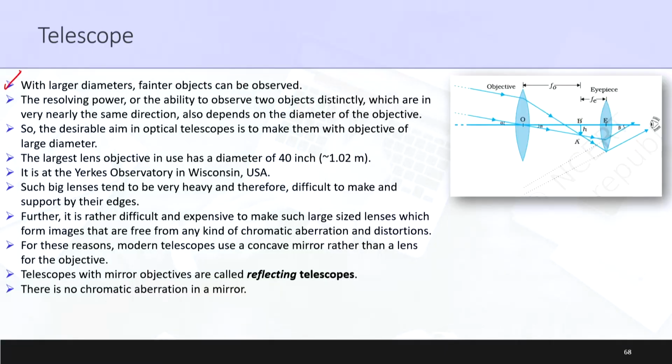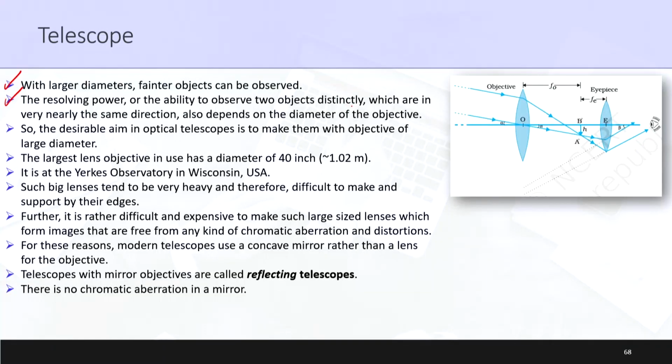Fine. So, this thing has also been explained. The resolving power, or the ability to observe two objects distinctly which are in very nearly the same direction, also depends on the diameter of the object. So, basically what is resolving power? As I said, sometimes the separation is very less. Due to that very small separation and the very far distance from the actual microscope, sometimes those things cannot be distinctively observed. But if the resolving power is much higher, then even the slightest difference in the position of those objects can be viewed much more clearly if the resolving power of the telescope is very high. So, this is the basic definition of resolving power.